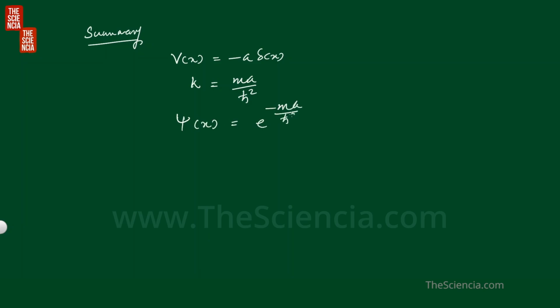Now we can summarize all these ideas. That is, if the particle is in a Dirac delta potential, that is V of x is equal to minus a delta of x, then we will get a k value that is equal to ma by h cross square, and we will get a wave function psi of x that is equal to e raised to minus ma by h cross square modulus of x. That is, in the negative region x will have a negative value, and in the positive region x will have a positive value.